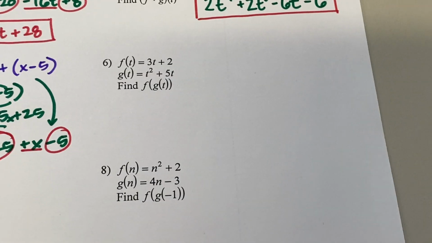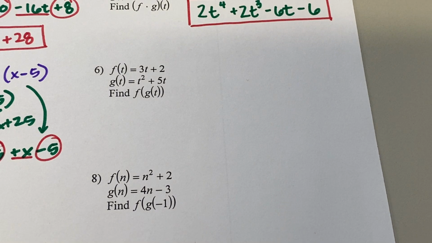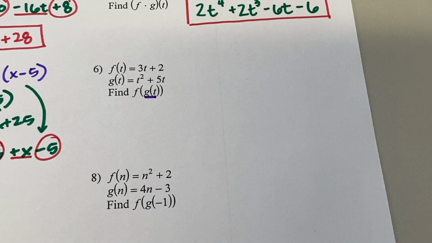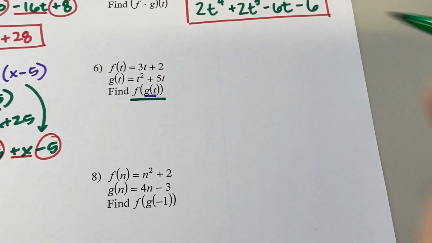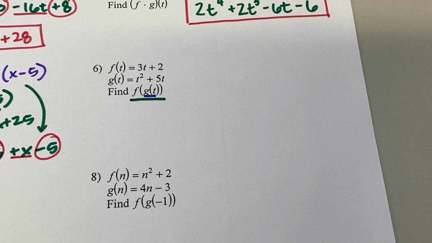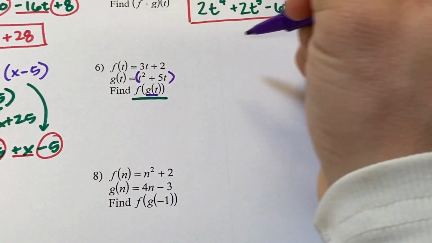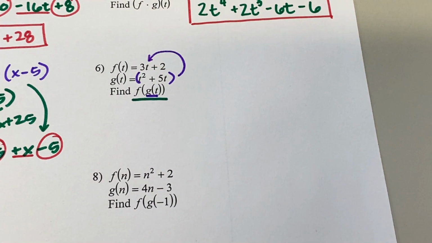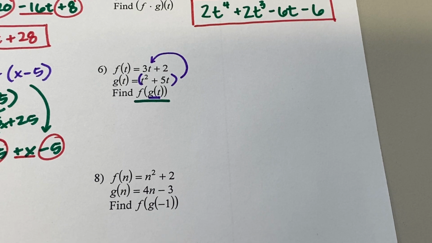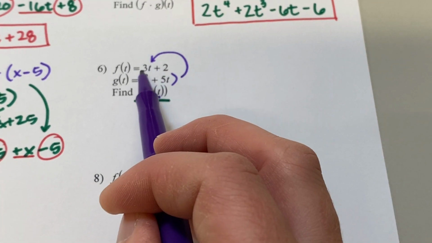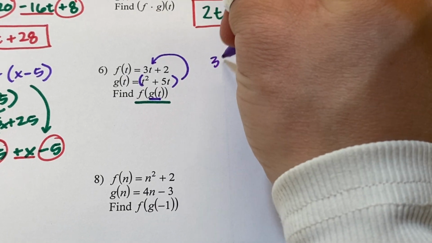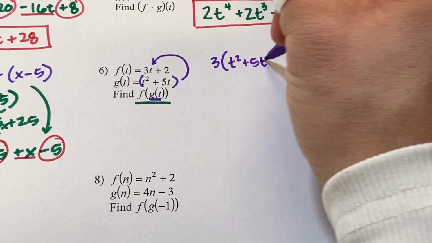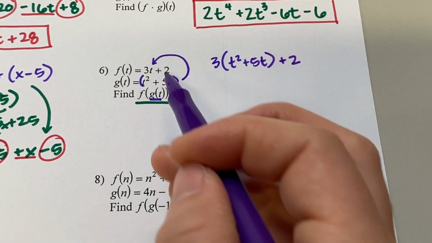Okay, so let's try that one again. This time, again, work from the inside out. It's saying take g of t and plug it into f of t. That means I'm taking g of t, that entire function, and plugging it into f of t everywhere there is a t. Thankfully here there's only one spot where there's a t. So instead of 3 times t, it becomes 3 times that whole function, t squared plus 5t, and that plus 2 on the end.